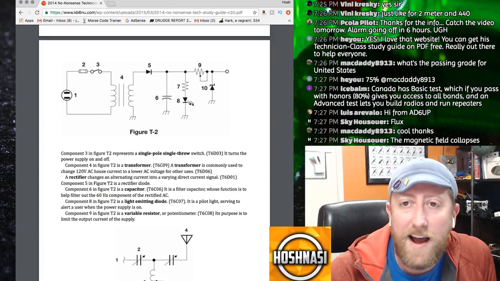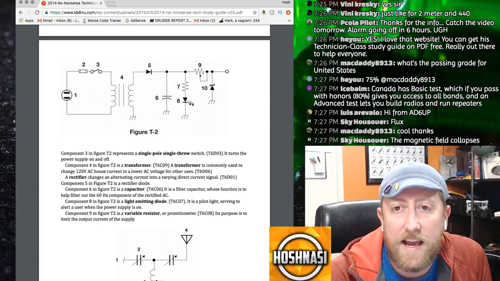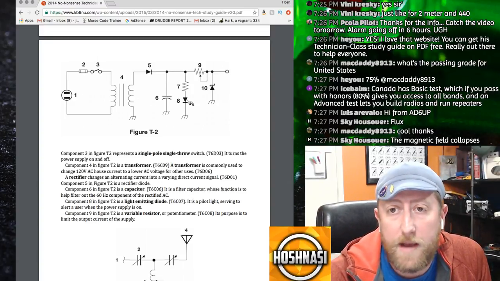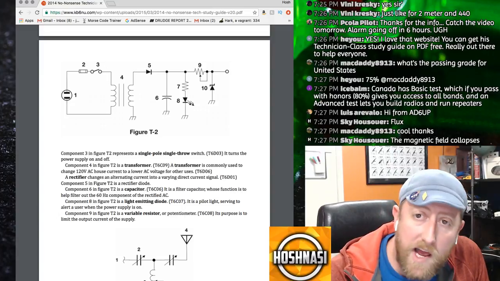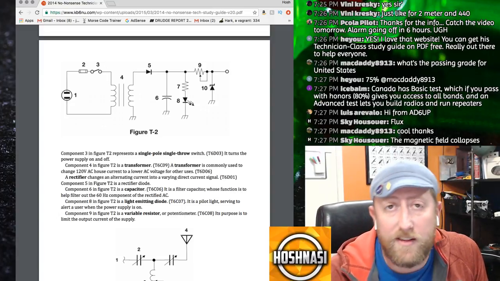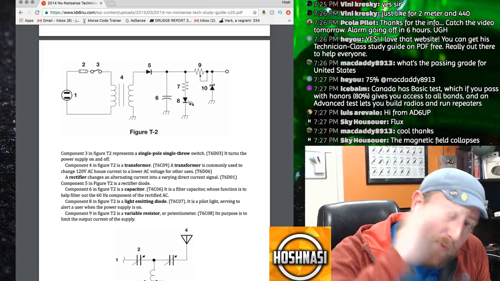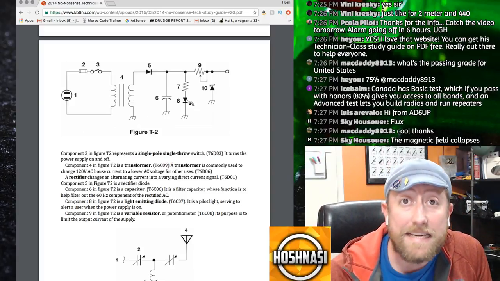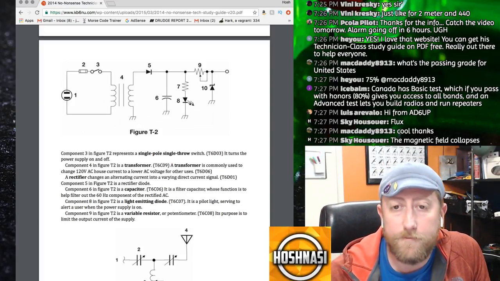So, number five on this list is a diode. And there's a couple different types of diodes. If you look at 5 and then look at 8, what's the difference? You've got little, like, light or something shooting out of 8. Well, that's a light-emitting diode, an LED.